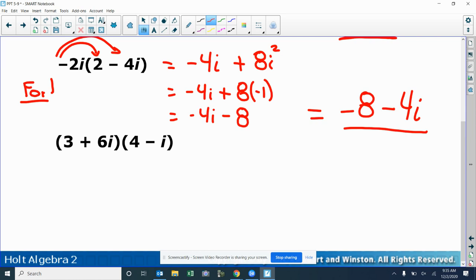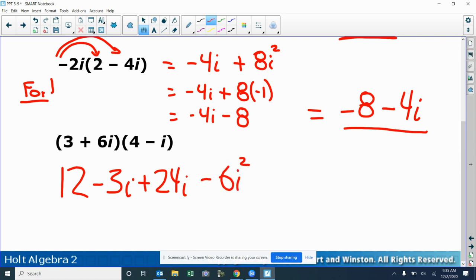All right, let's distribute that 3. 3 times 4 gives me 12. 3 times -i gives me -3i. That's gonna give me positive 24i. And here I'm gonna get -6. There's my i squared, isn't it?